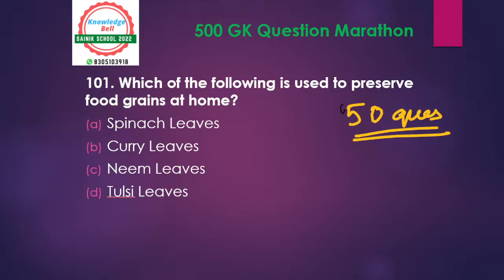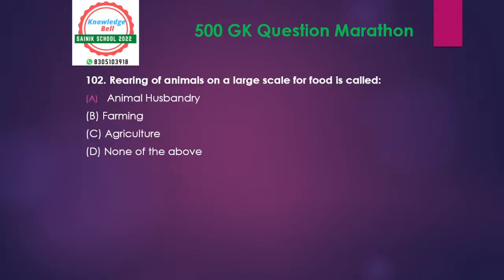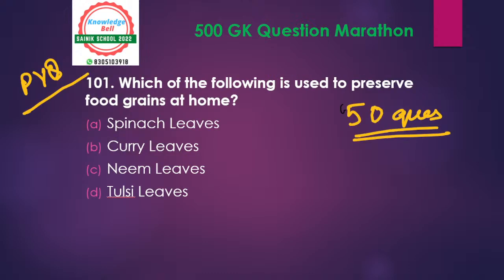The first question for today we have is which of the following is used to preserve food grains at home? पिछले साल का ये previous year question है. This is also a question of our study material. So which of the following is used to preserve food grains at home? Spinach leaves, curry leaves, neem leaves or tulsi leaves. Which of the following is used to preserve the food grains at home?